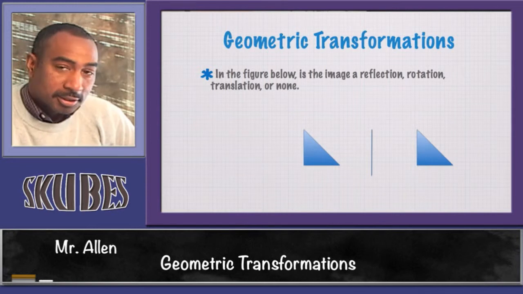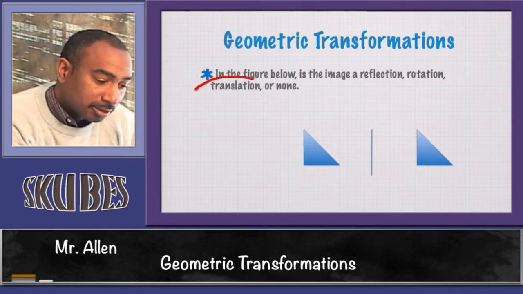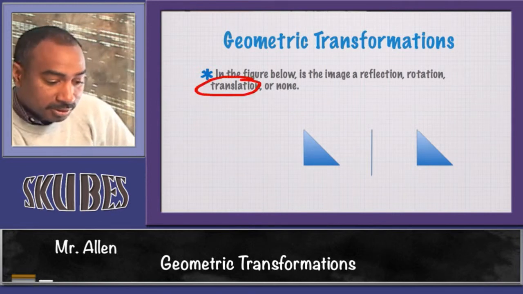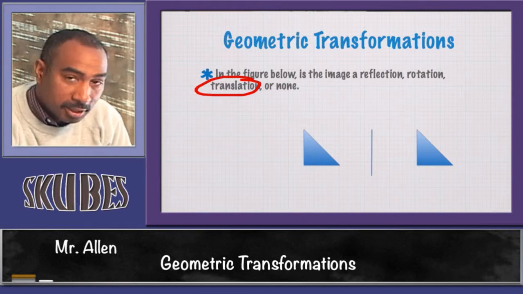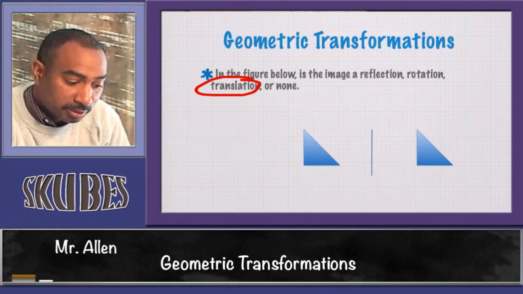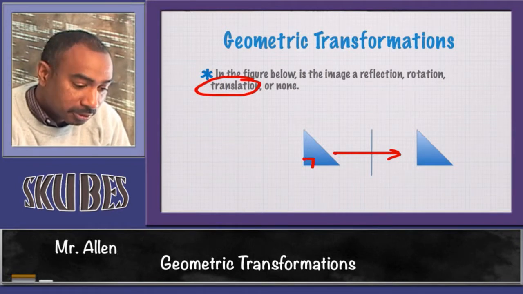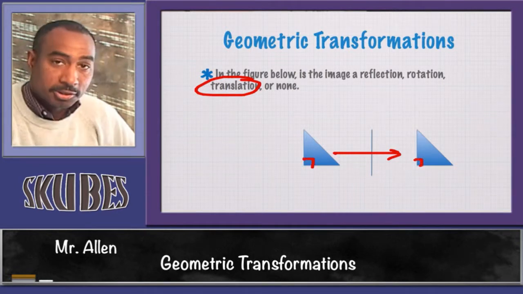Well, if you said a translation, you're correct, because the image didn't change orientation, it didn't change the shape or size, just simply moved from one location to another, but it has the same exact shape, its angles in the same place, so it's a translation.